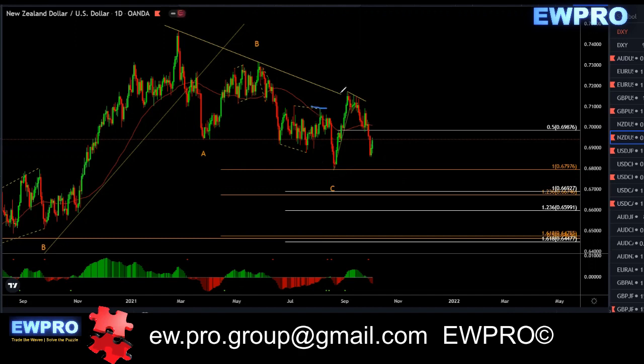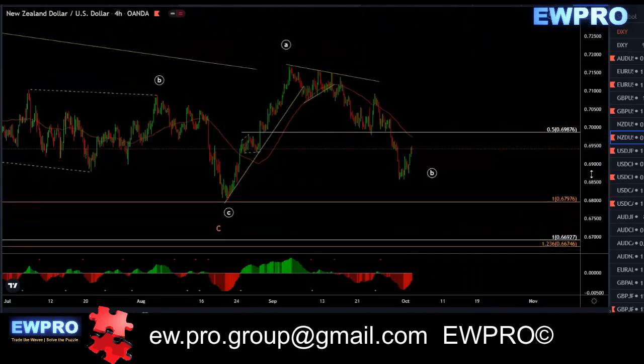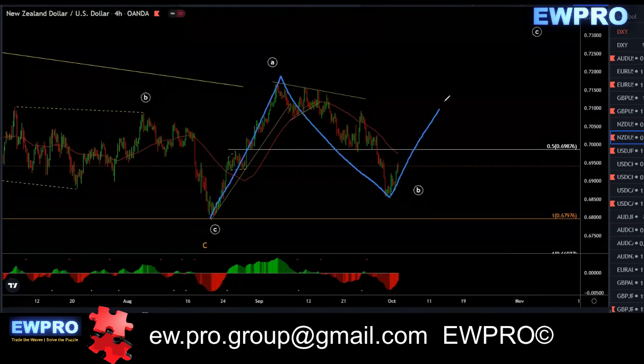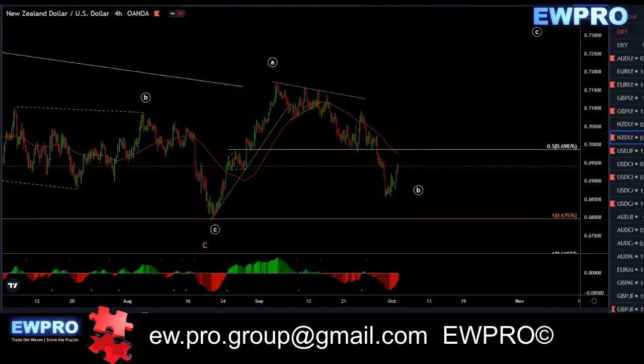Again, we got a higher high here, so it is risky to be selling. H4, nothing's changed since last week. We're looking at that as an A, B, C, A, B. We're looking for that C. Again, there's no bullish divergence, so it's very risky. At this stage, it's very risky.